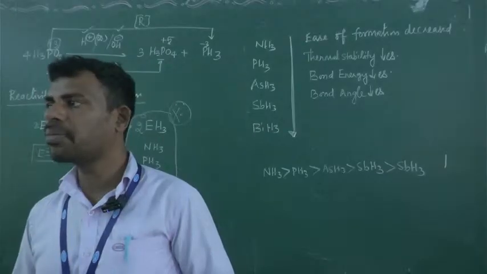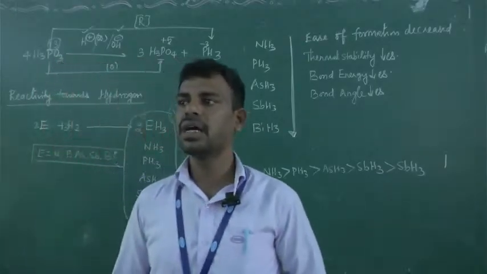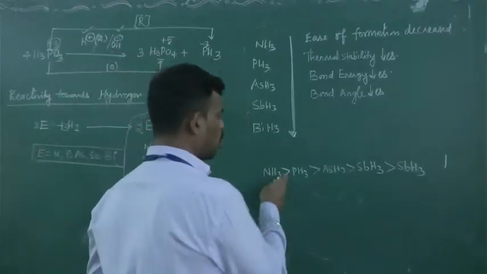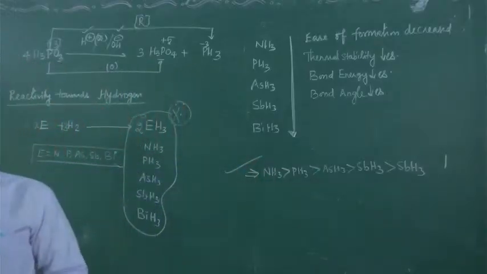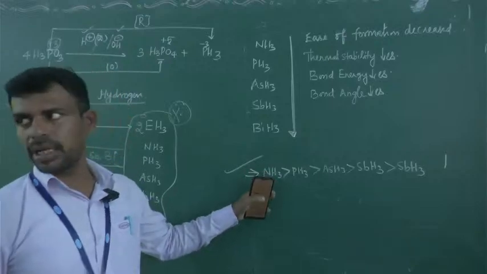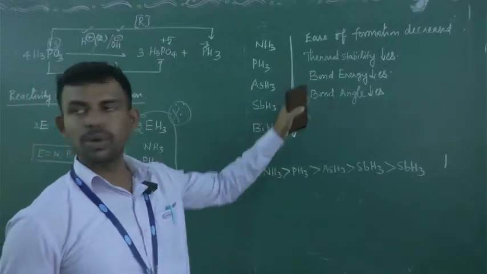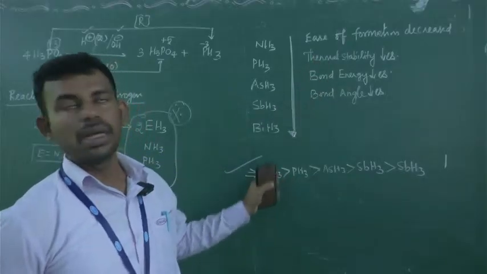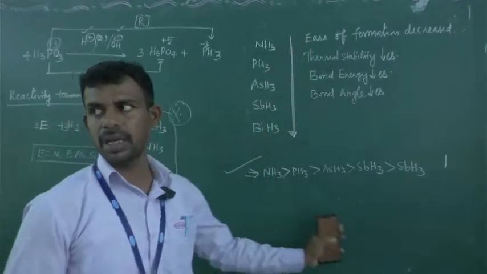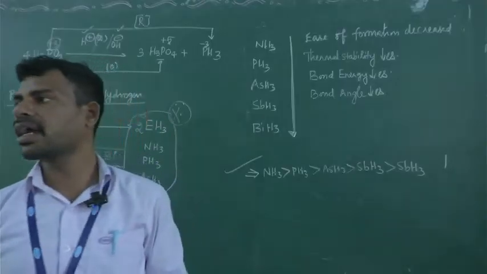Lone pair, bond pair repulsion. So for this the bond angle is going to be more. Please note this. Even if bond angle is given, you must write in this order. Even if bond energy is given, choose this. Even if thermal stability is given, give this. Even if ease of formation is given, you must give this order. This is the correct order. They may ask for the correct or incorrect order. Is it clear?